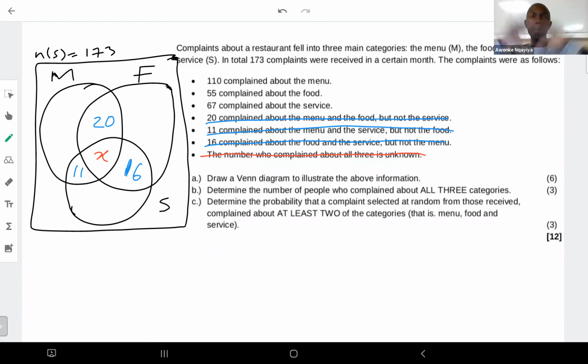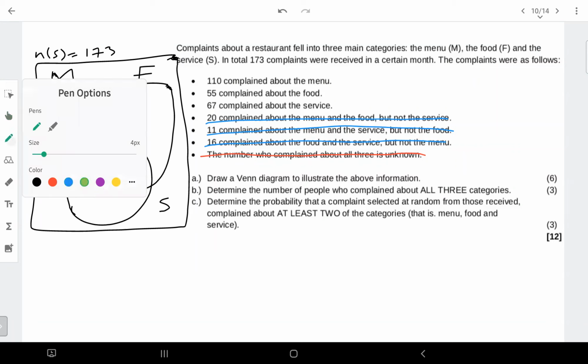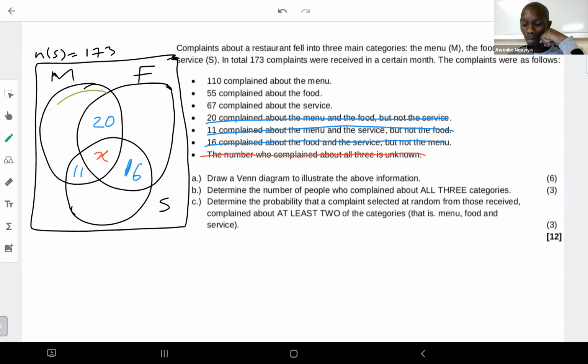So let us now move to the bigger circles. We are done with the smaller things. Remember, we were told that the complaints about menu are 110. Are we going to place in that space 110 or what? No. Why? Because we have the 11, the 12, and the X. There is already something in that box of M. So we must accommodate those things that are already there. So how do we accommodate them? We subtract them from that 110.